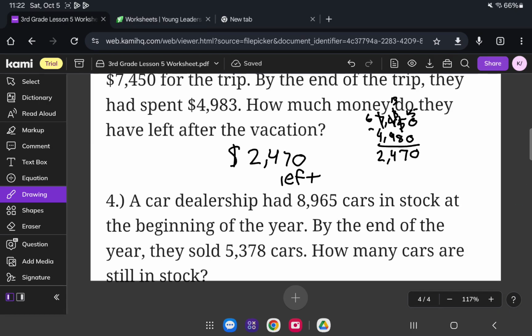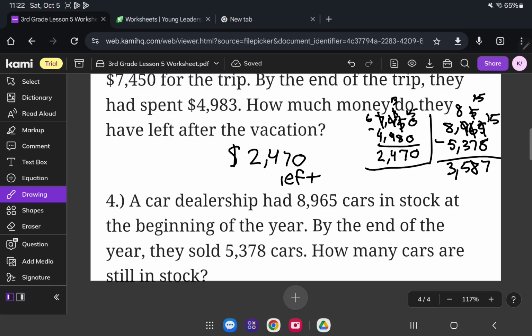All right. So we're going to work up here because there's no space down there. 8,965 minus 5,378. Borrow a 10. 15 minus 8 is 7. Borrow another 10. 15 minus 7 is 8. 8 minus 3 is 5. And then 8 minus 5 is 3. So 3,587 cars are left or are still in stock.